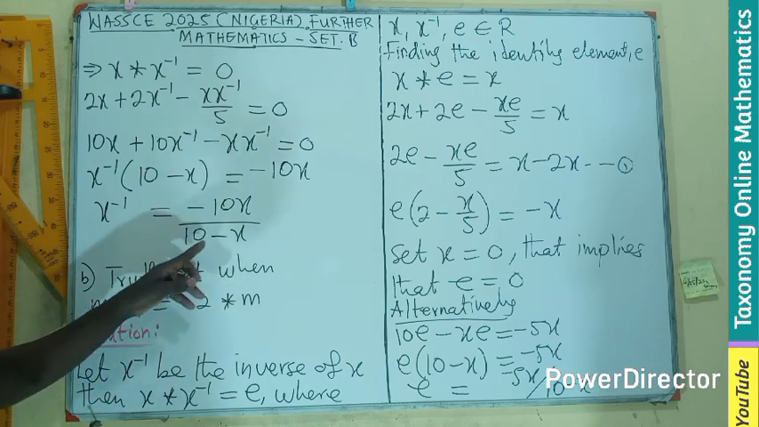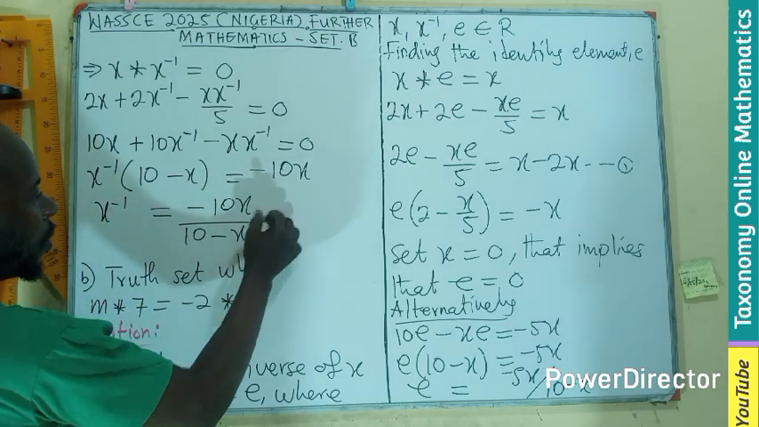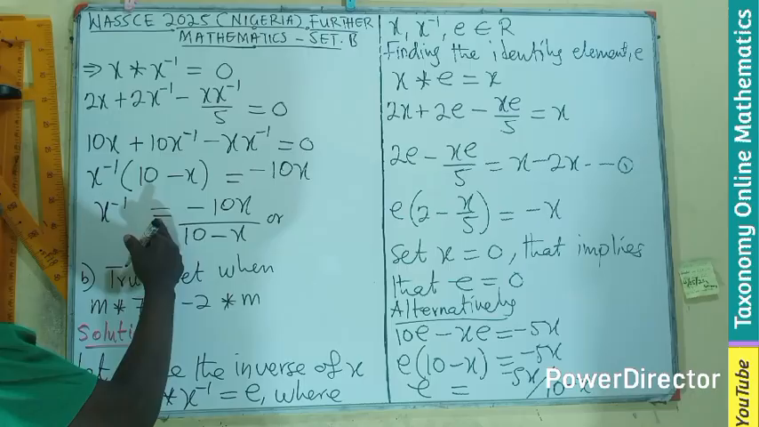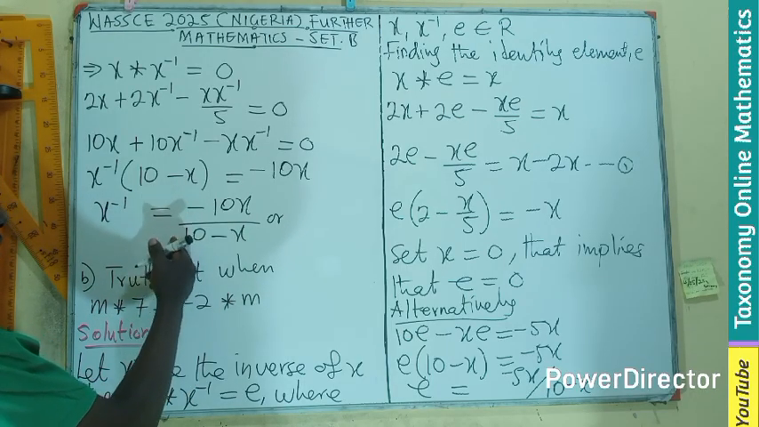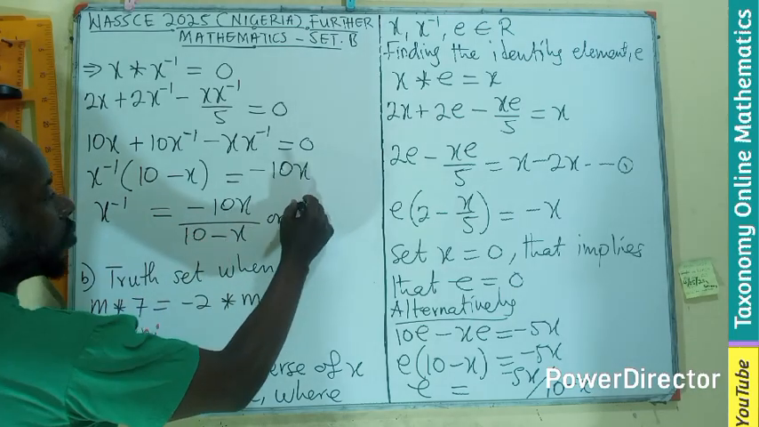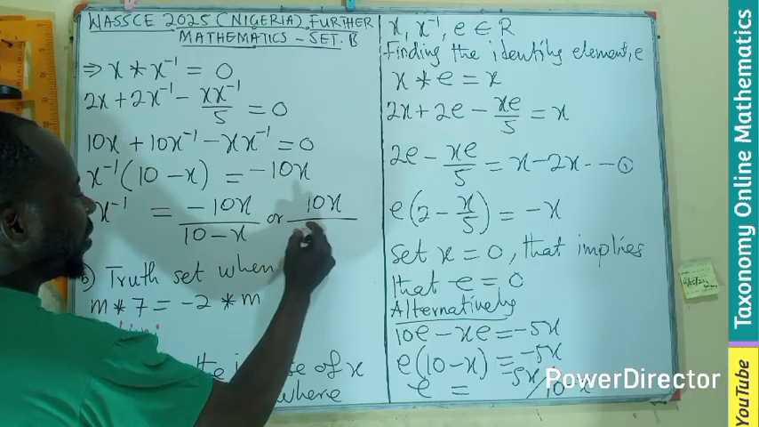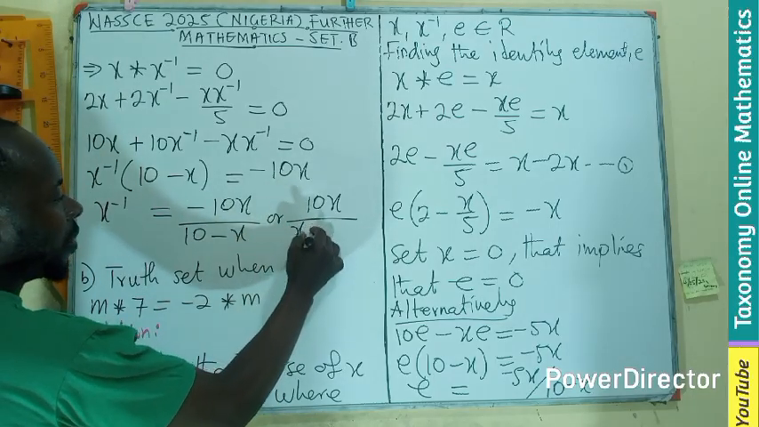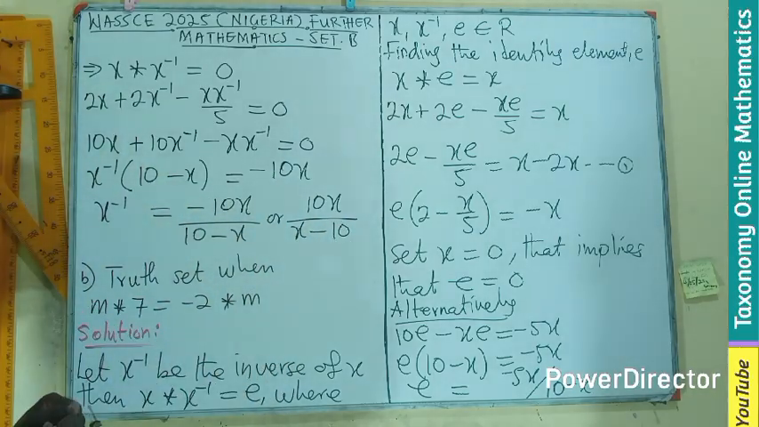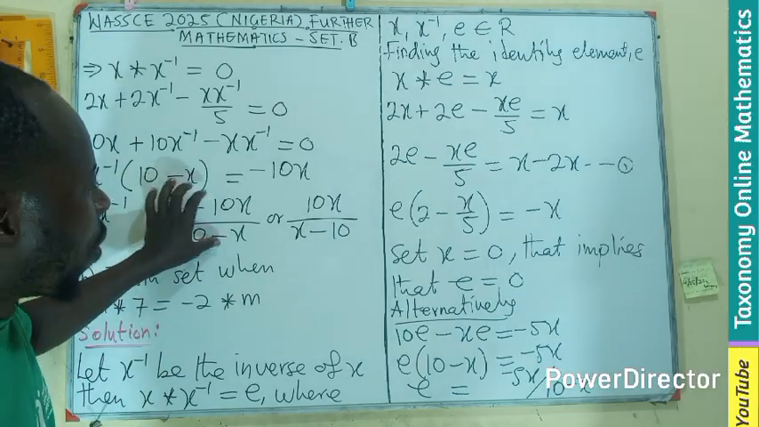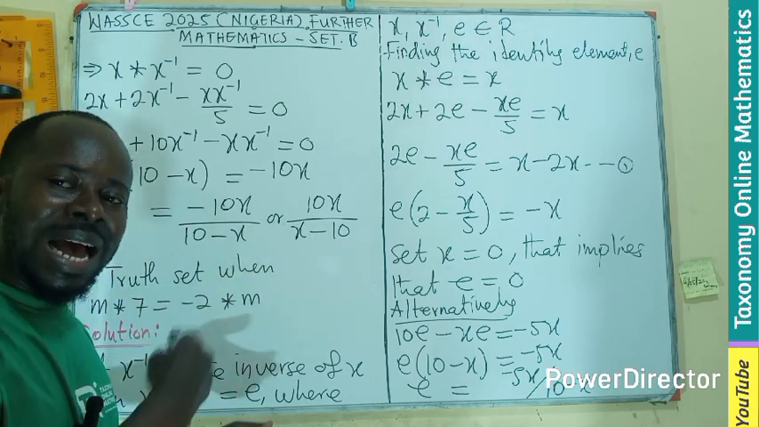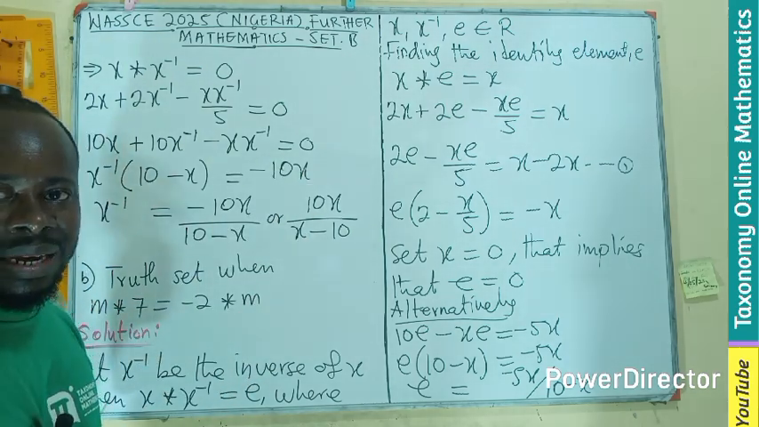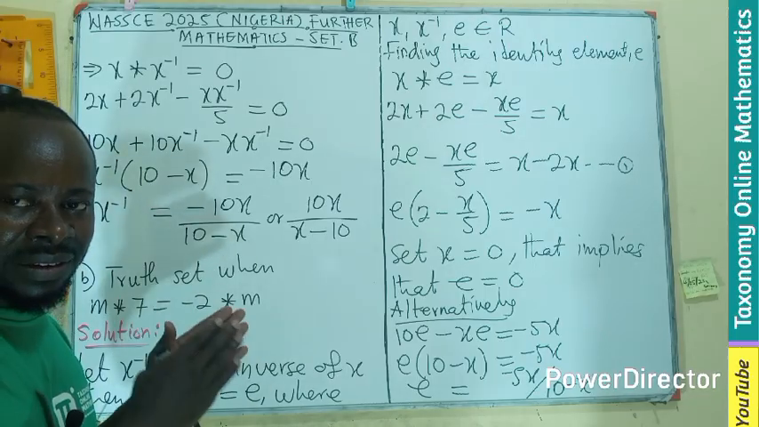We can leave it this way, or since we factorize this negative out, we can use it to change the positions of this. If negative is factorized out, it will be negative times this. That will be negative 10, negative times this, positive 10. So I can have 10x as positive divided by what? This becomes x minus 10. So either we have it this way, which is correct, or this. Both are going to be the inverse of x under the operation, the star that we have been given. I guess this is clear.